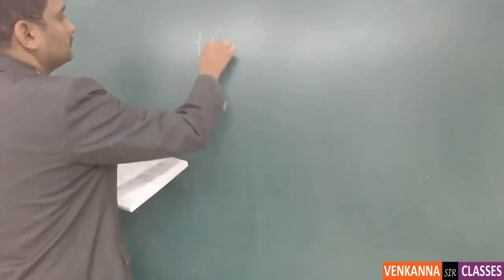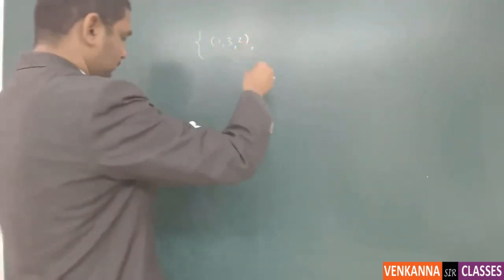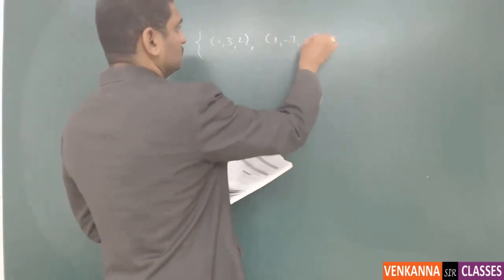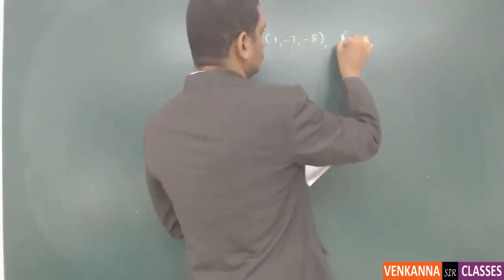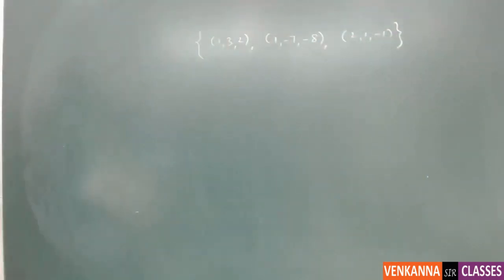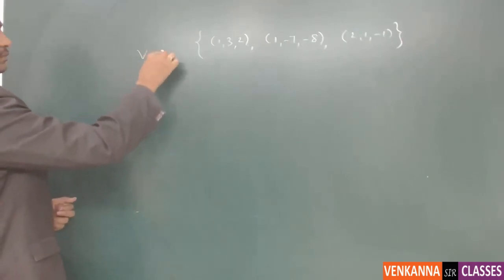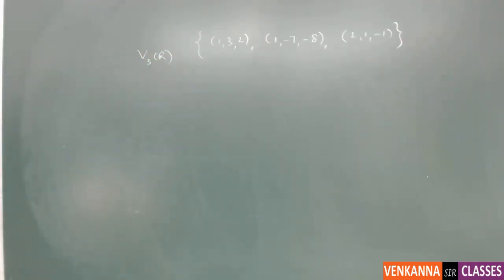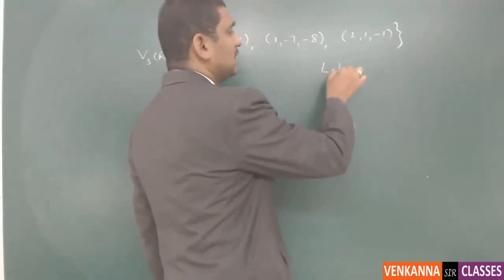Now let us take a problem. Here I have taken three vectors: (1, 3, 2), (1, -7, -8), (2, 1, -1). The question is, we have to prove that the set is linearly dependent.